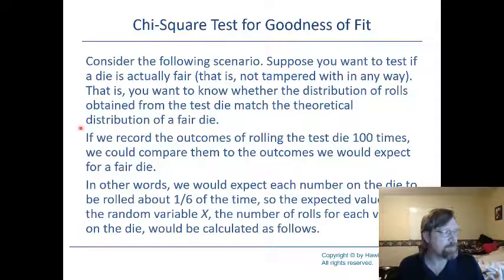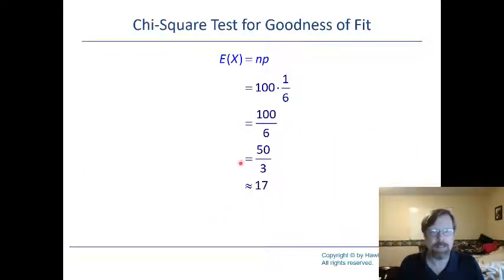As I mentioned, we expect that each number would show up about 1/6 of the time. So the expected value could be calculated as number of trials times probability for each trial. So 1/6 of 100 is approximately 17. So we'd expect to see approximately 17 of every number in that 100 rolls if the die is fair.